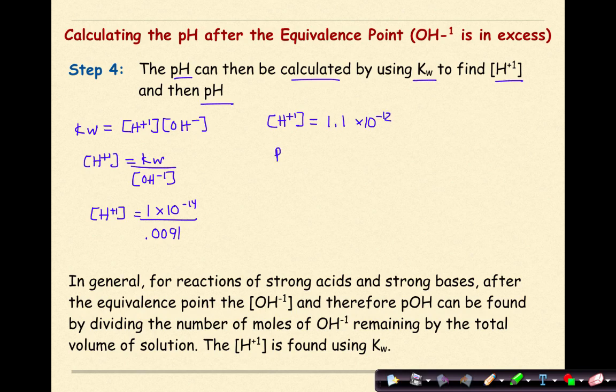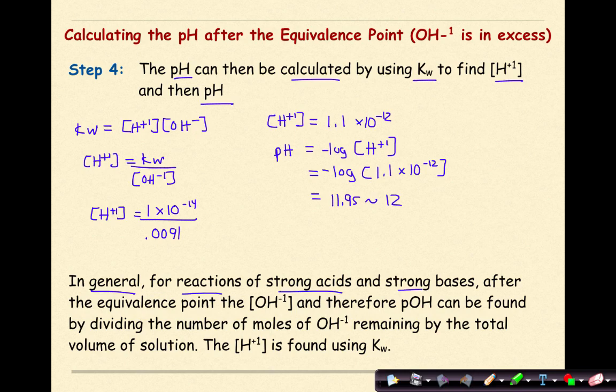We can then take pH is equal to the negative log of my hydrogen ion concentration, negative log of 1.1 times 10 to the negative 12. And then we could calculate pH and find out that it's 11.95, or we could just round it up to 12. So in general, for reactions of strong acids and strong bases, after the equivalence point, the hydroxide ion concentration and therefore the pOH can be found by dividing the number of moles of hydroxide ions remaining by the total volume of solution. The hydrogen ion concentration is found by using Kw.